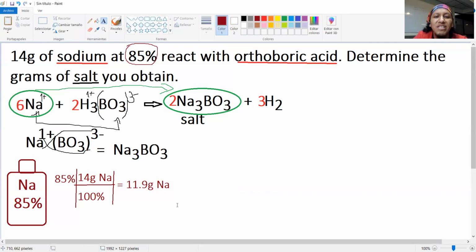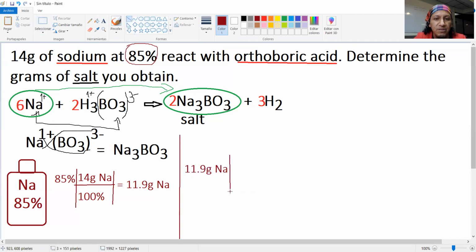This is the value you need for working. This is the real sodium you've got. And with that one, you move in the equation from sodium to the salt. So let's get started. We enclose that. I am going to put a line there so you do not get confused about that. I am going to get started with this value, right? There, let's proceed. We move there, 11.9 grams.